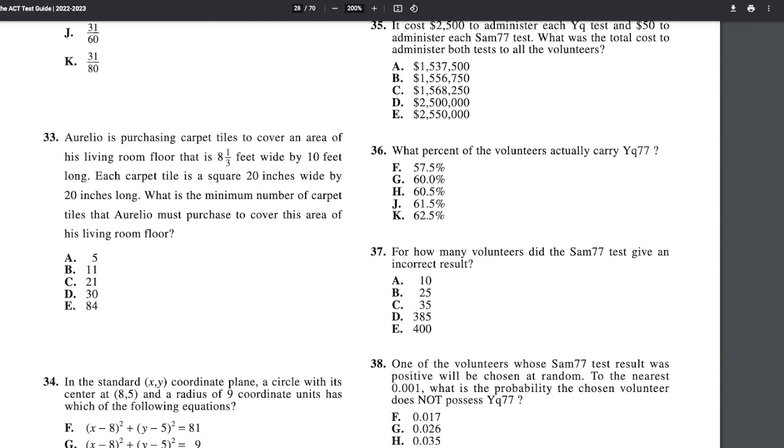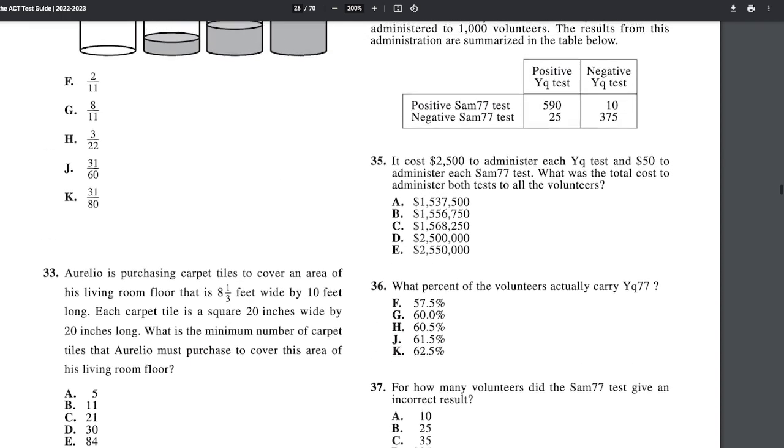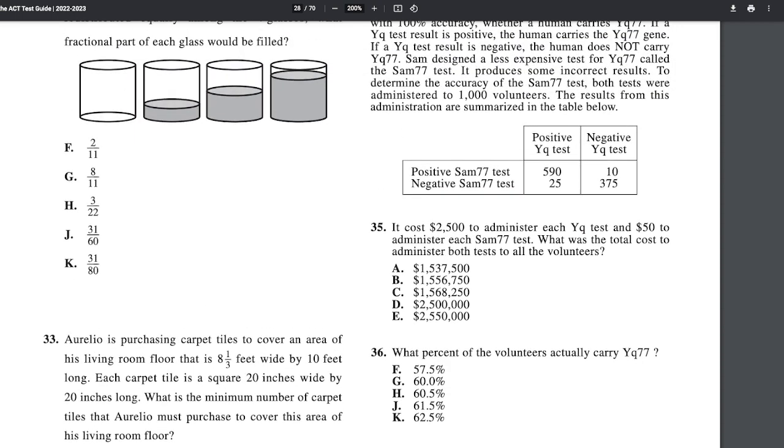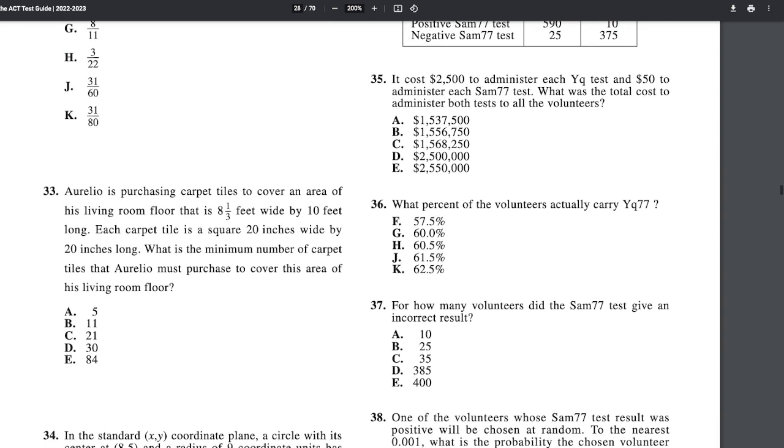37. For how many volunteers did the SAM77 test give an incorrect result? Incorrect results, you have to look at the table for that. So, how many people got an incorrect result? Overall, right? Yeah. So, these people where it said positive but SAM said negative, a few people here. And in the negative, SAM said negative, but they got positive for 10 people. So that's 35 people out of 1,000. It's just asking how many volunteers in total. So the answer is C.